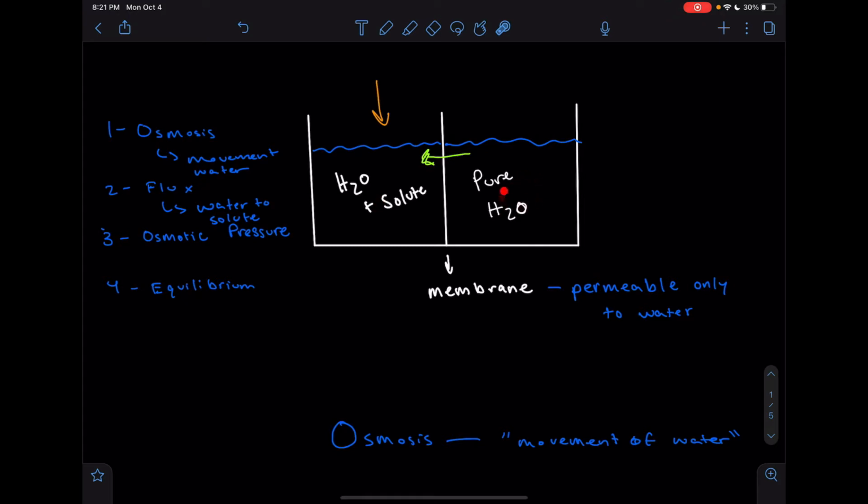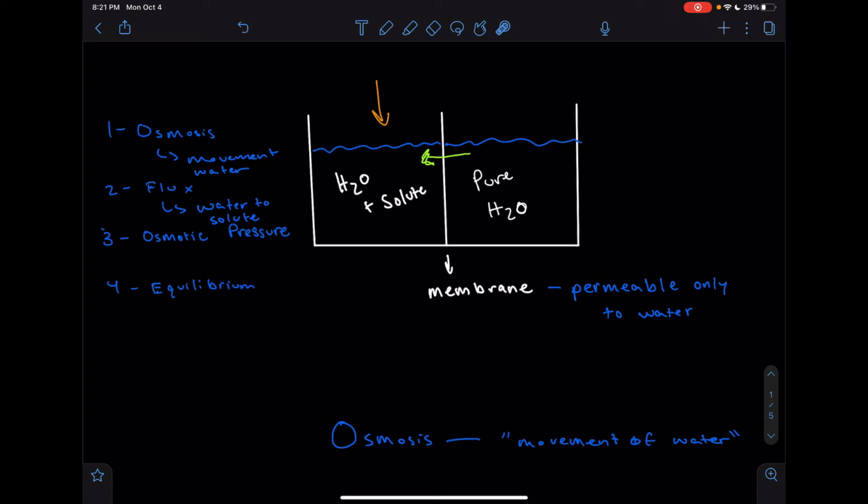Now, thing is, water is going to be moving from high concentration to low concentration. Why is this high concentration? Because this is pure water, and this is water mixed with other stuff, right? So it's going to be going towards the solute. It's going to be drawing towards the solute, right? Because you want the same osmolarity on both sides. That's what we're aiming for, okay?